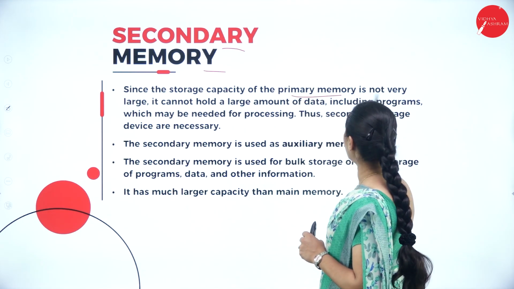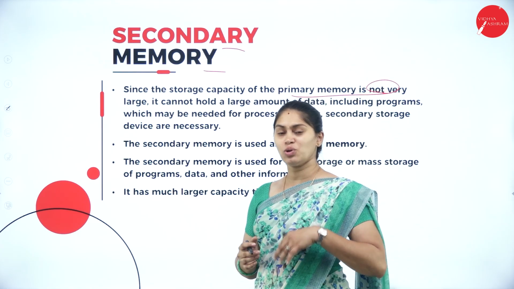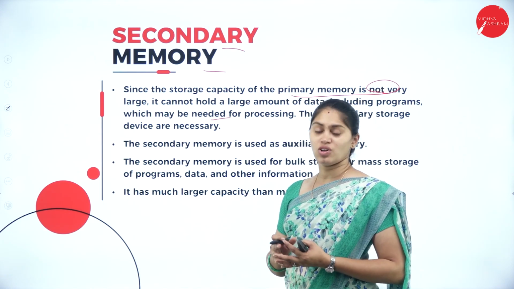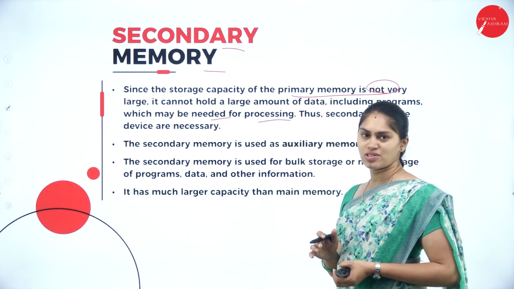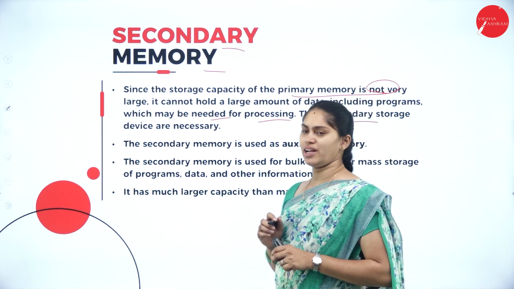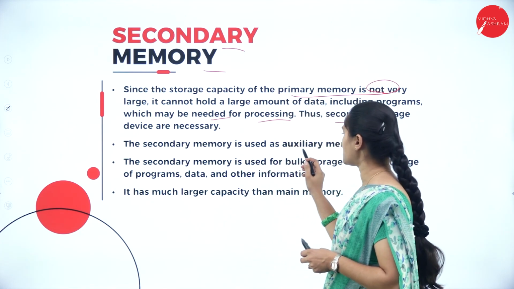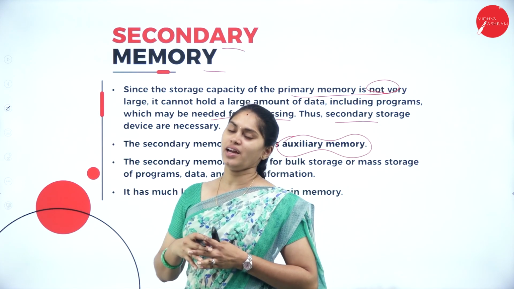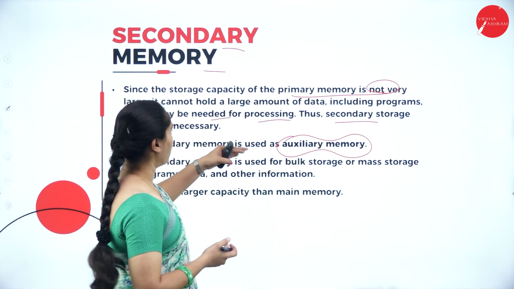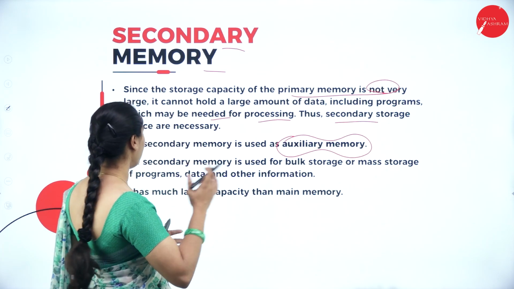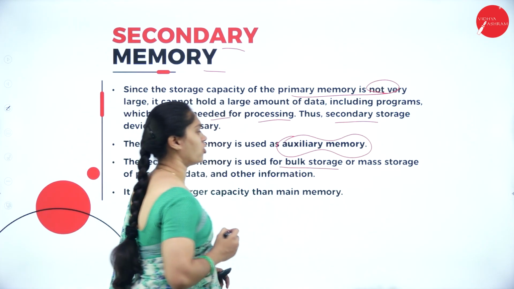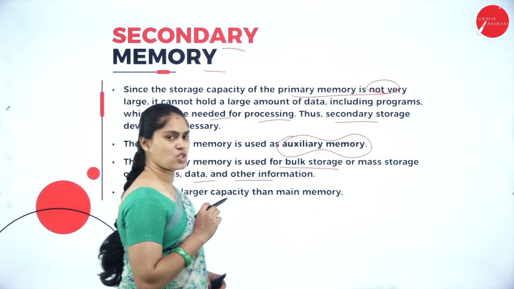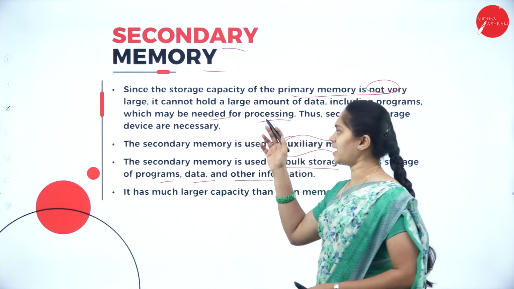Once we know that the primary memory is not large enough to hold a large amount of data, then we need some more space or memory location in order to do the processing. That's why secondary storage spaces are required, and it is also used as auxiliary memory. The extended memory of a computer is called auxiliary memory, or secondary storage devices. Mainly it is used to store bulk data, mass storage of programs, data and other information.